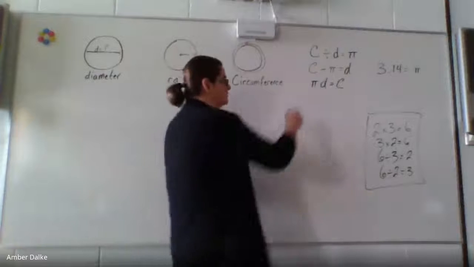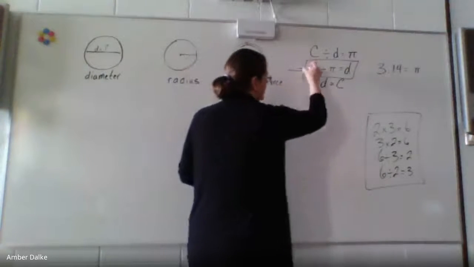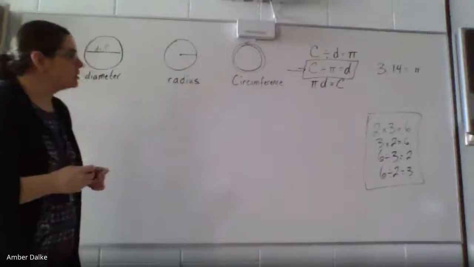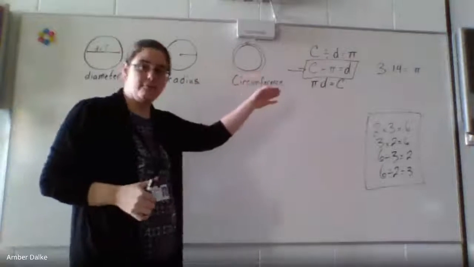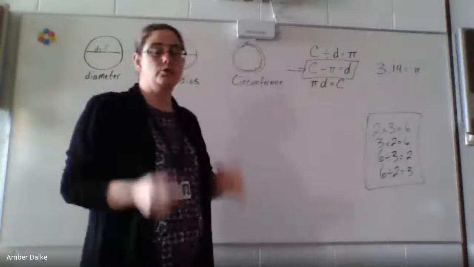There is, in fact. We already have one. Okay, right there. This is the formula you're looking for. So if I give you a circumference and you want to know the diameter, you can do this.